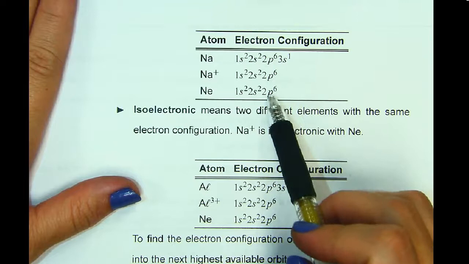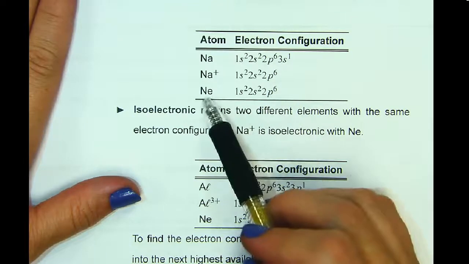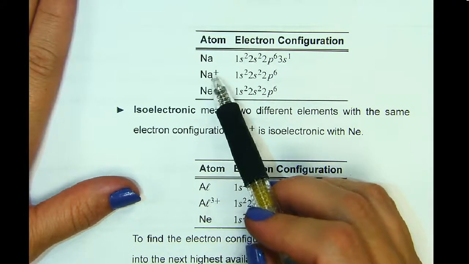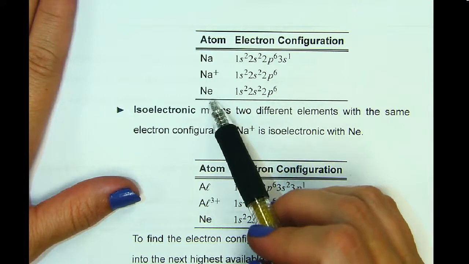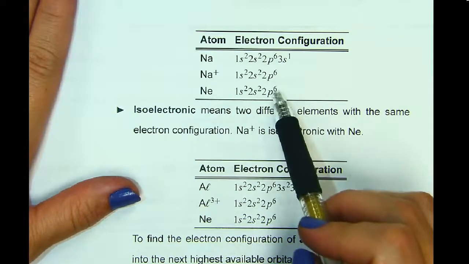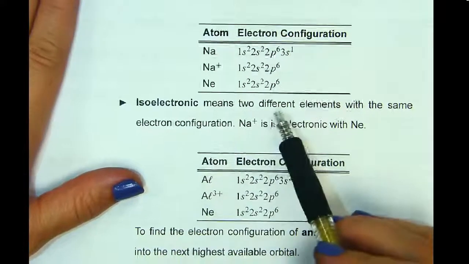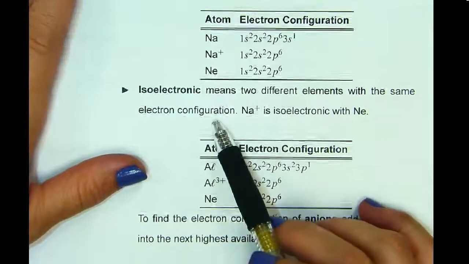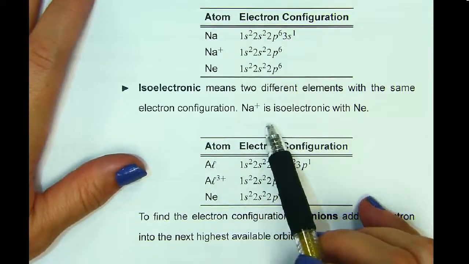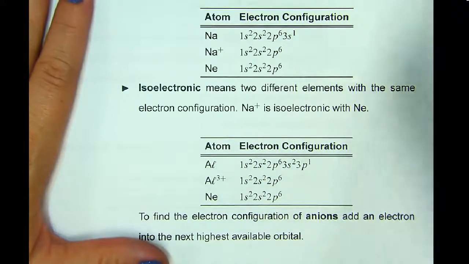Notice that we end up with a noble gas configuration, meaning sodium plus 1 has the same configuration as neon, identical, and so there's a name for that. That's called isoelectronic. It means two different elements with the same electron configuration. Sodium plus 1 is isoelectronic with neon.